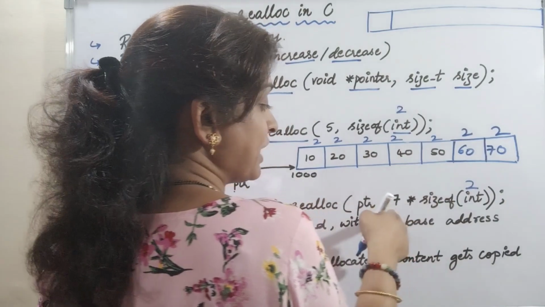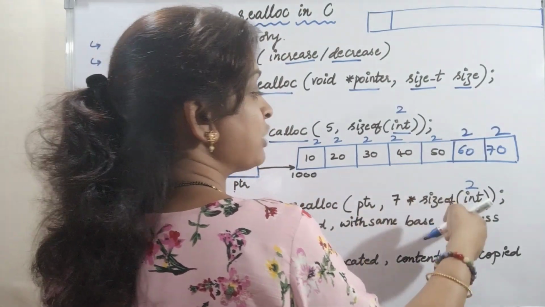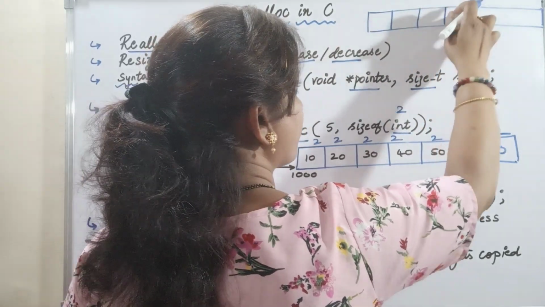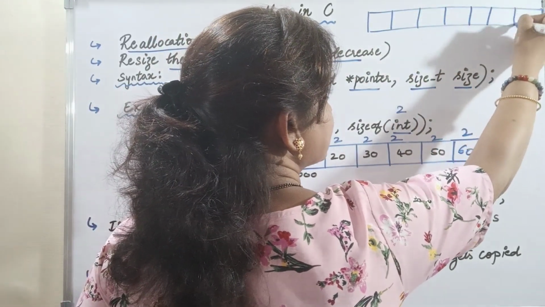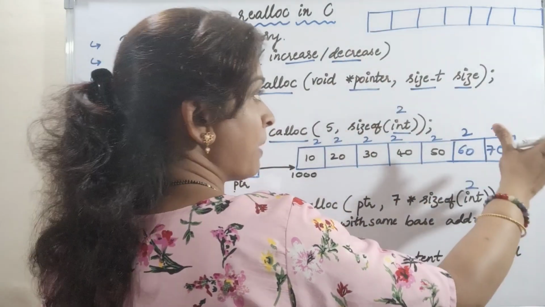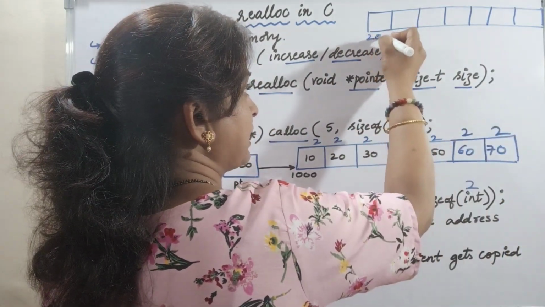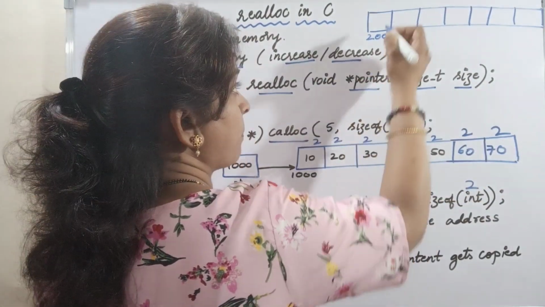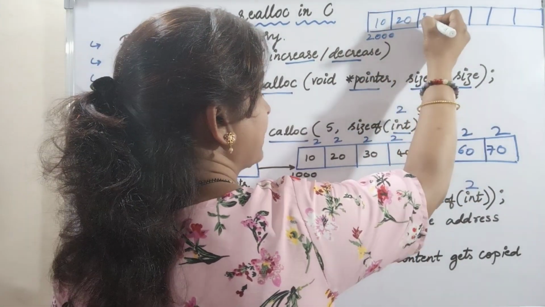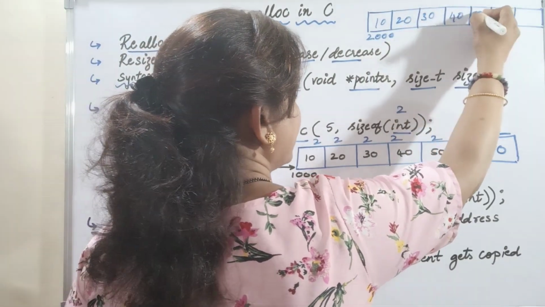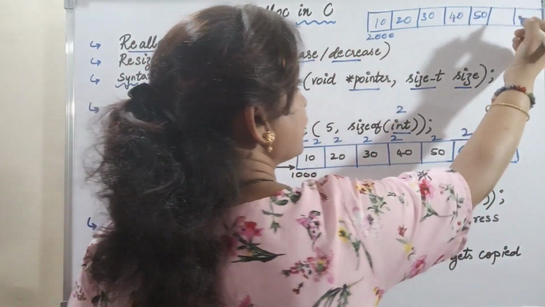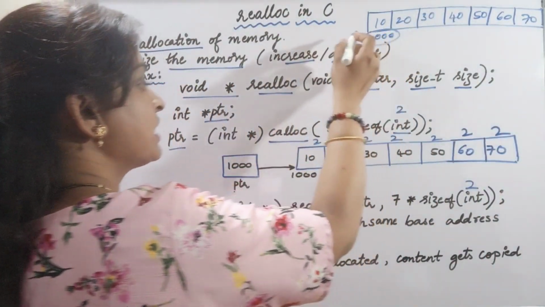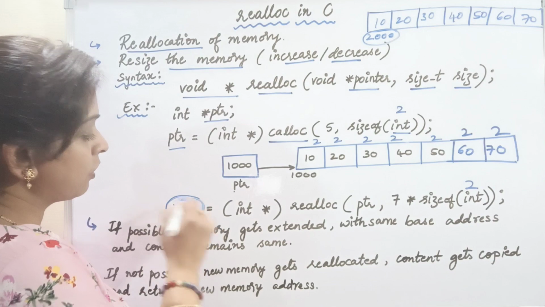to store how many elements? 7 elements. 7 into 2, 14 bytes of memory it has to allocate. 1, 2, 3, 4, 5, 6, 7. A new memory will be created, something like the base address 2000. And all the existing data will be copied: 10, 20, 30, 40 and 50. Then I can store the new values 60 and 70, and this new base address can be stored in PTR1.